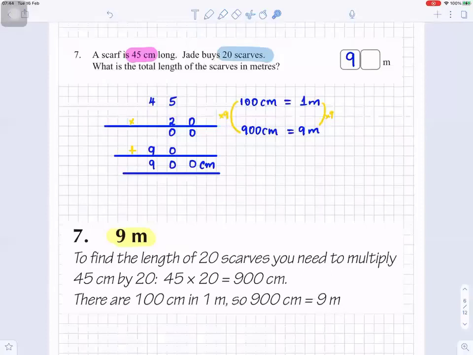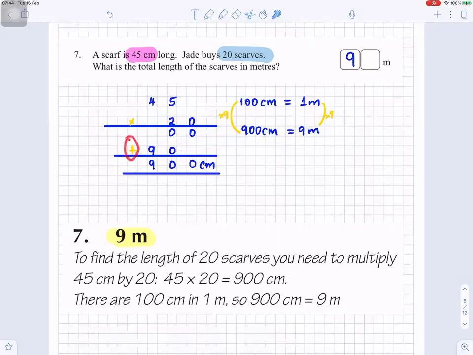Number 7. A scarf is 45 centimeters long. Jade buys 20 scarves. What is the total length of the scarves in meters? So we want to do 45 times 20. 5 times 0 is 0. 0 times 4 is 0. 5 times 2 is 10. You write 0 and carry 1. 4 times 2 is 8 plus the 1 you carry is 9.